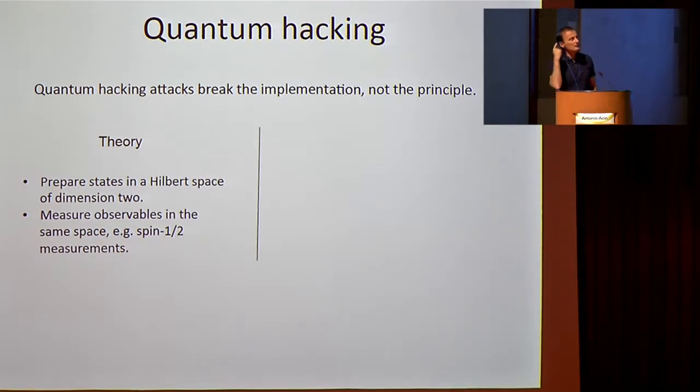So by this I mean the following. If you remember the protocol I explained to you, BB84, you have to encode information on spin-1/2 particles that are sent from Alice to Bob. The theory tells you that the protocol should prepare states of a spin-1/2 particle. What is a spin-1/2 particle? For those who know about quantum physics, it's a quantum object that lives in a Hilbert space of dimension 2, which is the mathematics that we use to explain quantum physics. And then you have to make spin-1/2 measurements, which are self-adjoint operators on a Hilbert space of dimension 2. These are the ingredients you need to make quantum cryptography.